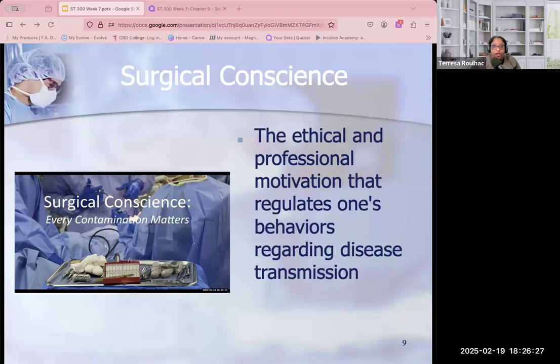This also makes sure that corrective actions are taken, minimizing risk and maintaining safety and the well-being of the patient. Not here to scare you guys, but if you do not have a strong surgical conscience, it's going to be harder for you to be able to move on.